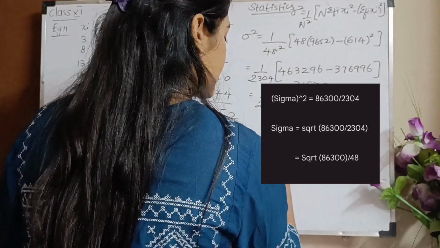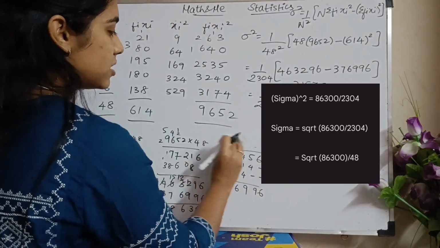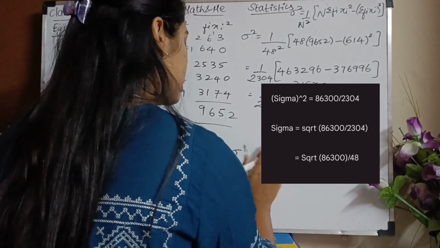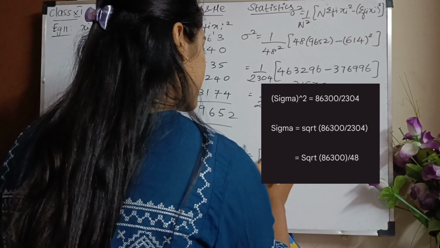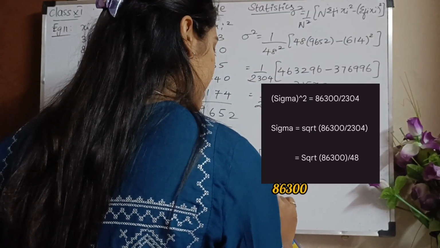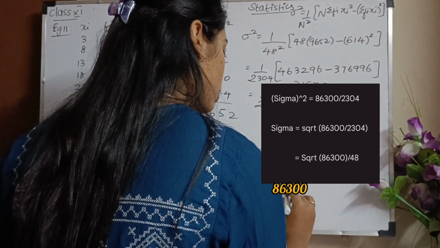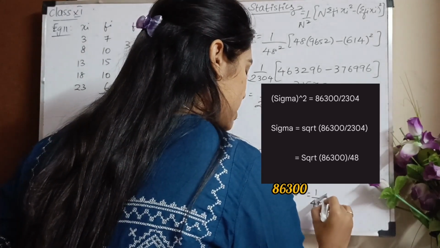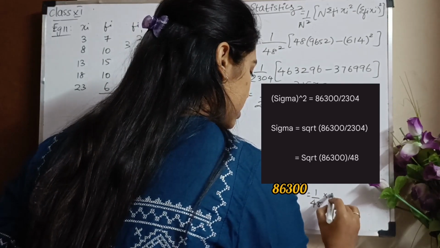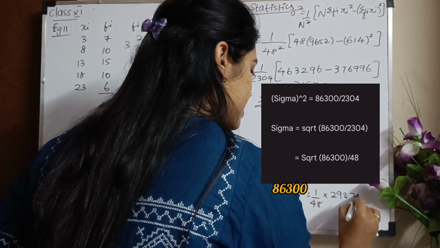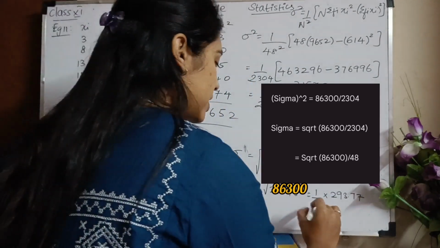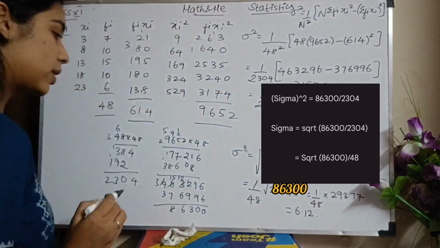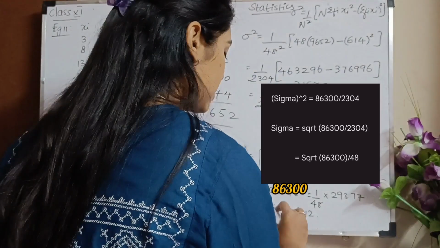So this is my sigma square, the variance, correct? So what will be my standard deviation? My standard deviation is sigma, which is the square root of this value. Simply take out the 48 and you will be left with the square root of 21575. So what will this be? 1 by 48 times 293.77. So this will be the square root of this. So the value you'll be left with is 6.12. Okay, please do all the calculations. So this is your standard deviation. Okay.